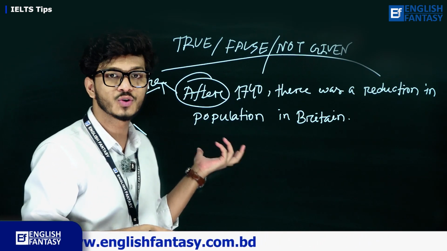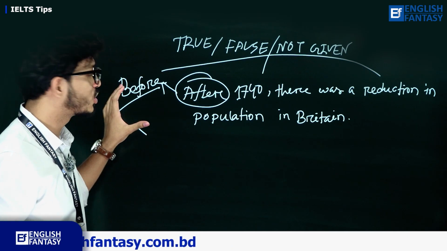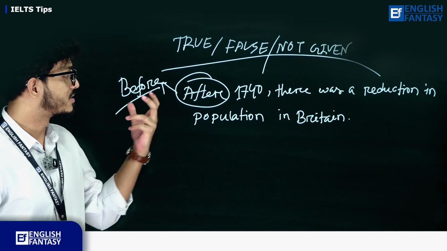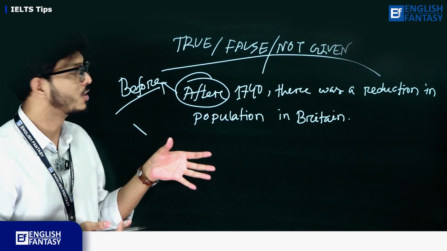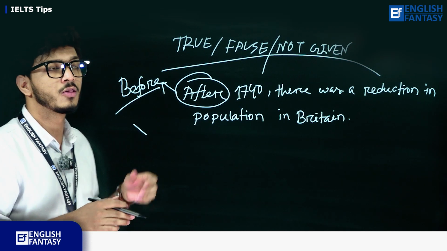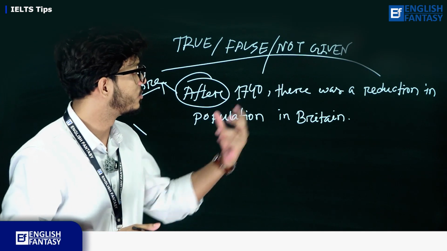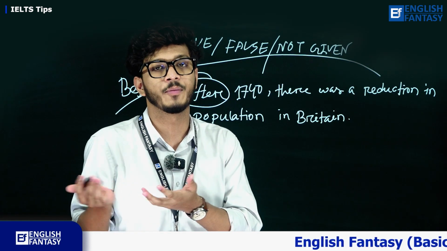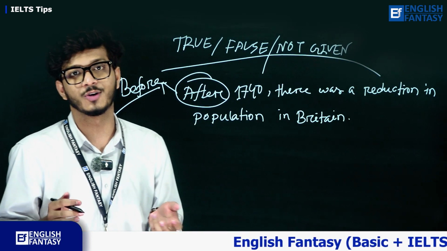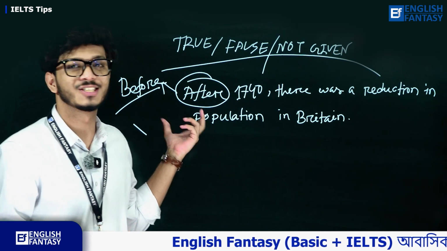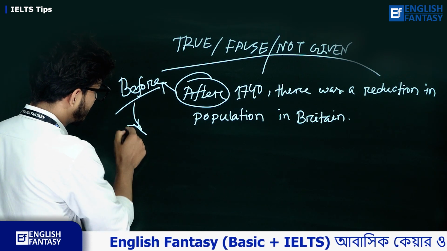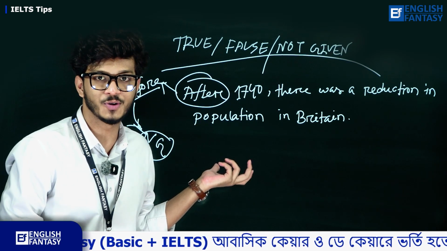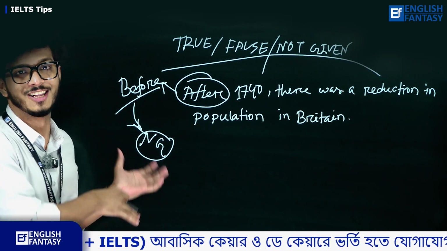In this question, the answer should not be false, because you can judge after 1740 against before. Before 1740, a lot of things could have happened. The reduction may also have happened, or the reduction may not have happened. We don't know actually what would be. So the answer should be not given. This is how they trap you and you just fall into it.